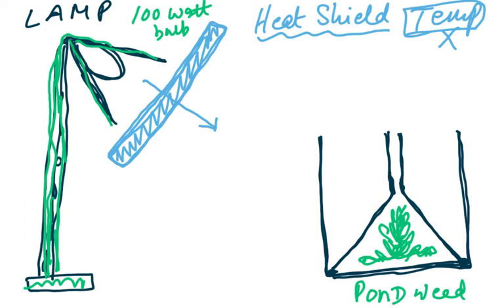So we place this heat shield in front of the lamp, which is going to allow light to pass, but it will not allow the temperature to change, because even a slight bit of heat could affect the temperature of this pond weed. So number one, the lamp with a fixed wattage of the bulb, then the heat shield, and then we have this beaker, and in the beaker we have the pond weed.